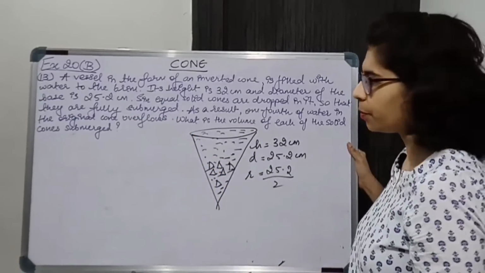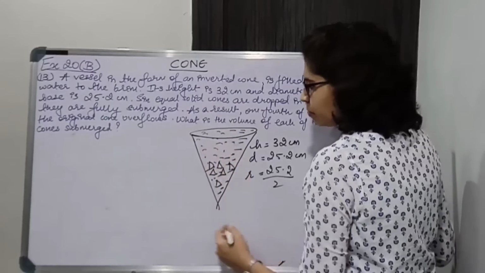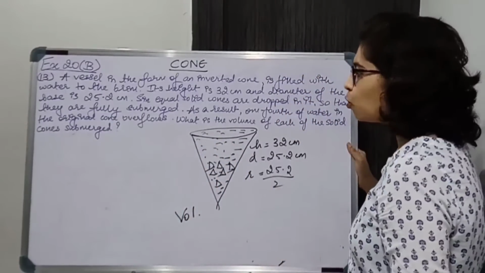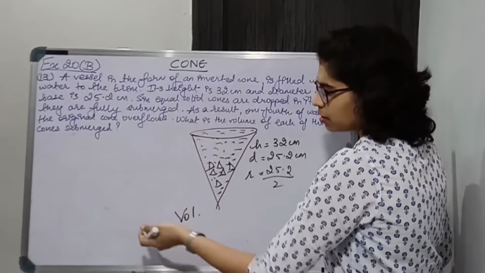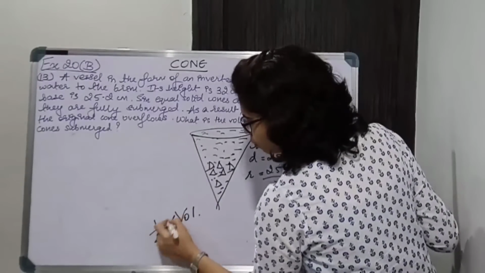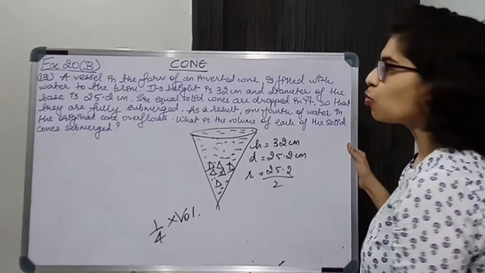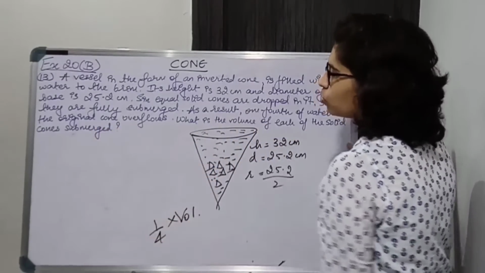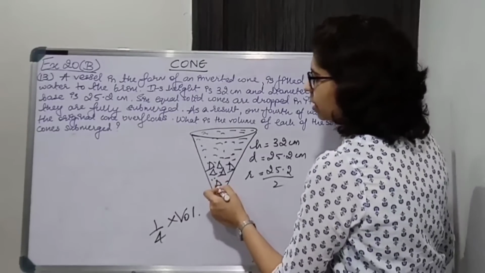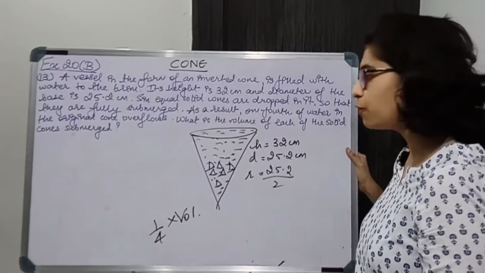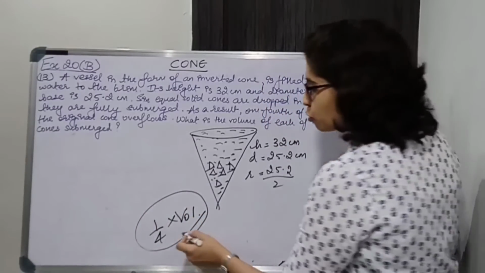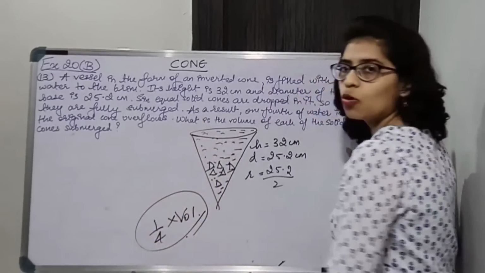1/4 of the water, meaning 1/4 of the volume of the original cone, is spilling out. So that much water is overflowing. What is the volume of each of the solid cones submerged? You are supposed to find the volume of 1 cone. Now 1/4 of the volume, this much amount of water is overflowing.